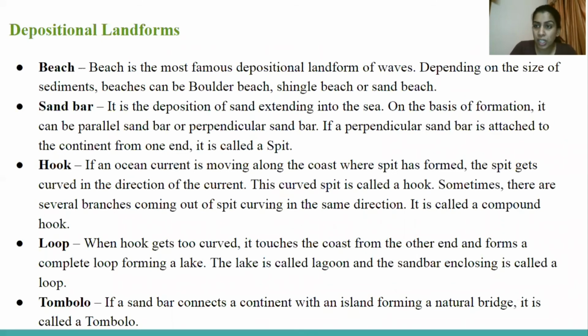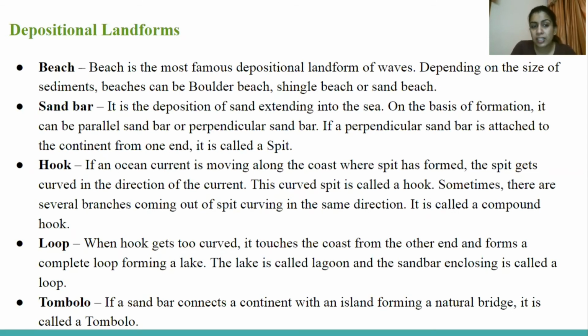Next are depositional landforms. So what is a beach? You know what a beach is. Beach is the most famous depositional landform of waves. Depending upon the size of the sediments, beaches can be boulder beaches, shingle beaches or sand beaches.